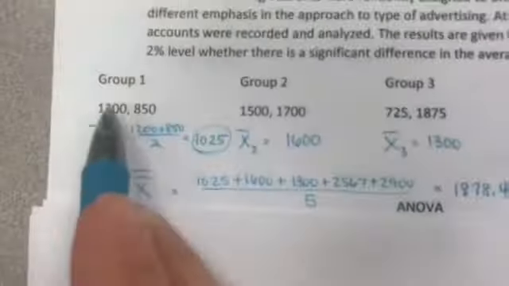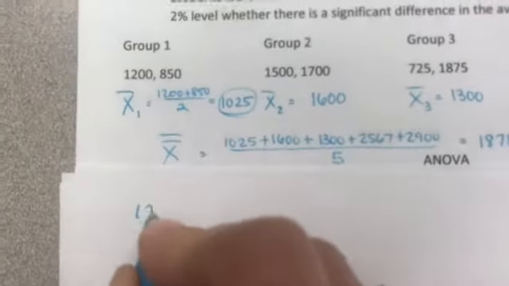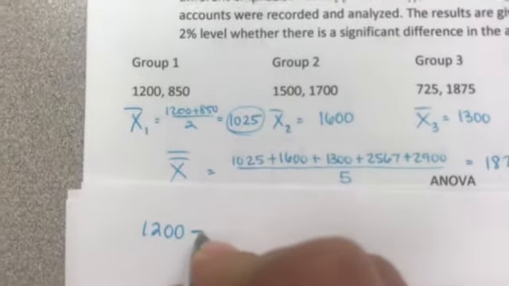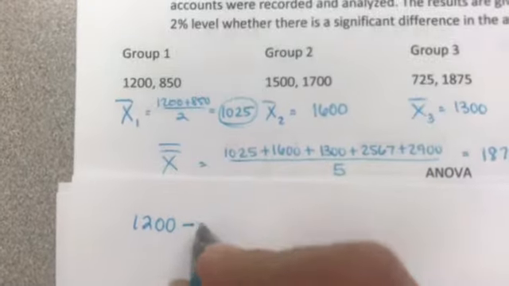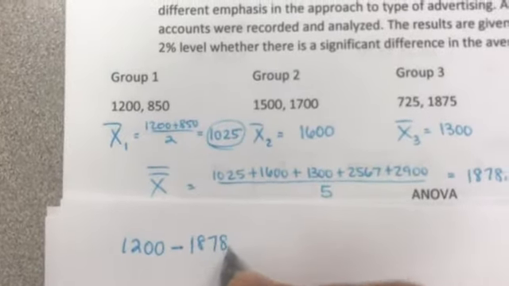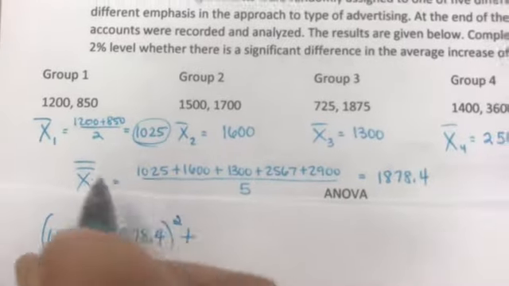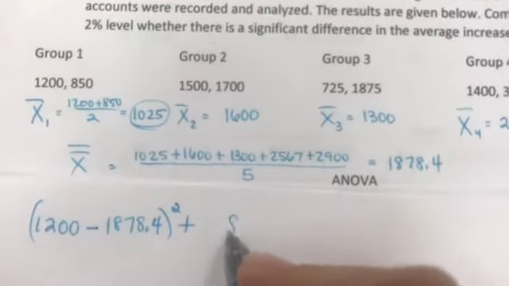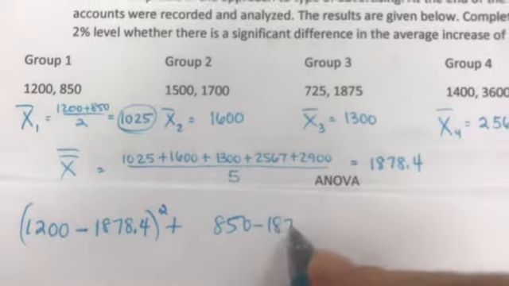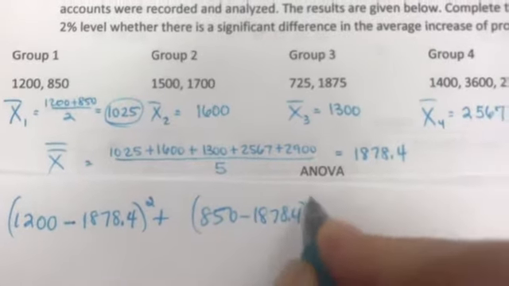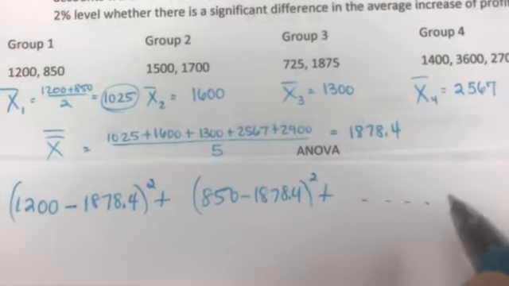Each individual observation: my first observation was 1,200. So I would do 1,200 minus, and let me just tell you, that's 1878.4 squared, plus, and then my next observation was 850, minus 1878.4. Now, you're going to have to do this for every single number, and there's 13 of them.